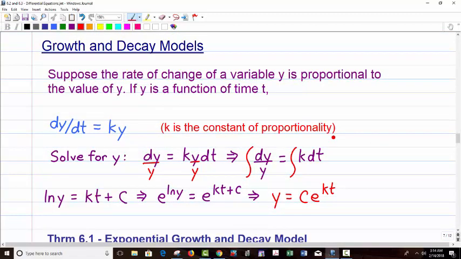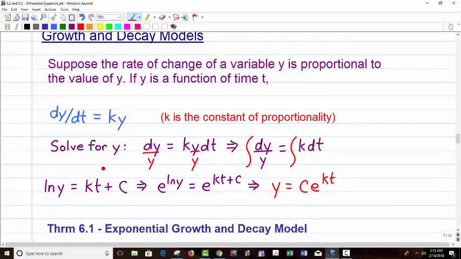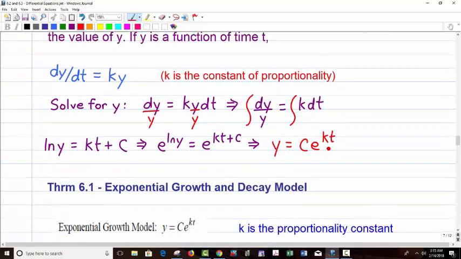Let's take a look at this. Suppose that the rate of change of a variable y, which rate of change is derivative, is proportional to the value of y itself, and y is a function of time t. We're saying that dy/dt equals k times whatever y is. In other words, k is that proportional amount, also called the constant of proportionality. Now I'm going to do a quick differential equation solution here, and we're just going to use this answer. You don't have to solve this one ever again. You can just work with it in this form. This is just showing you where it comes from.